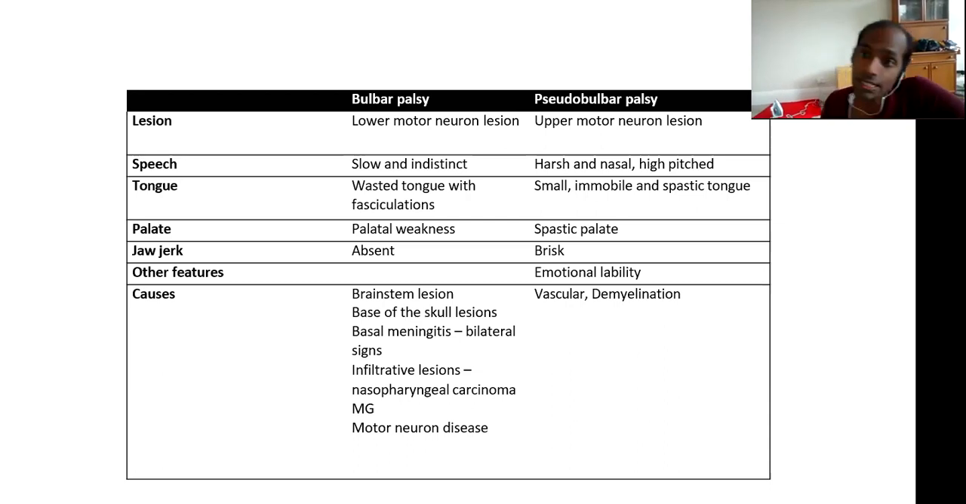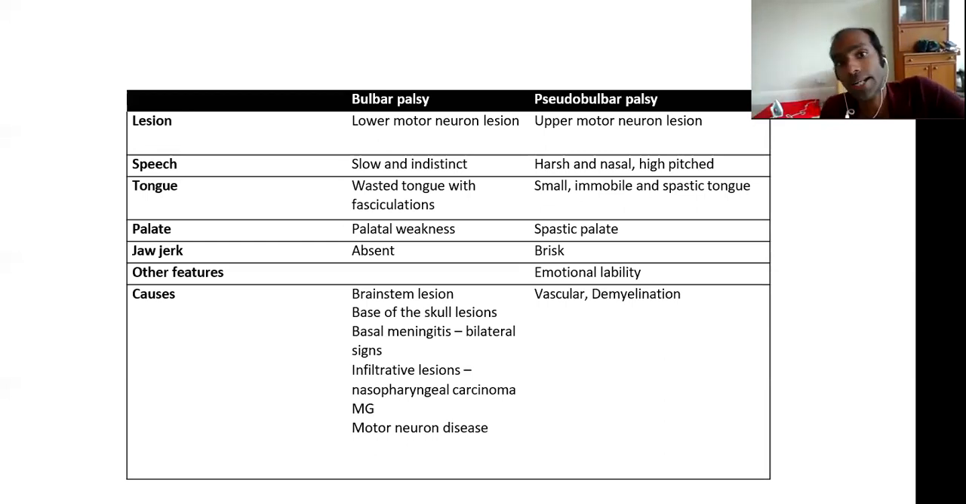Jaw reflex is brisk. Right? Now you might ask, jaw reflex is the trigeminal nerve, no? But the trigeminal nerve has a nucleus in the medulla as well. So that is why it is involved, brisk. So a small triangular shaped tongue, spastic tongue, a very nasal, high pitched voice, and a spastic palate, very stiff palate. These are all features of upper motor neuron lesions in these cranial nerves.